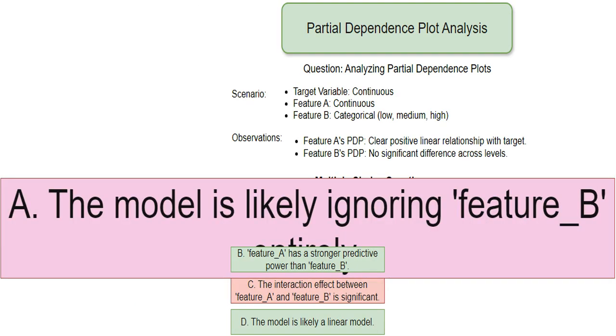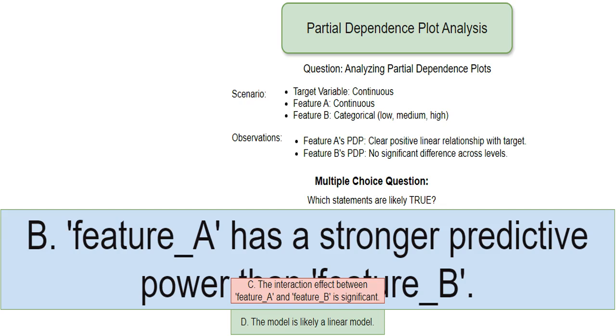This might seem plausible given the flat PDP for feature_B, but it's not conclusive. The model might still use feature_B in complex ways, such as interactions with other features. The positive linear relationship for feature_A and the flat line for feature_B strongly suggests that feature_A is more influential in shaping the model's predictions.